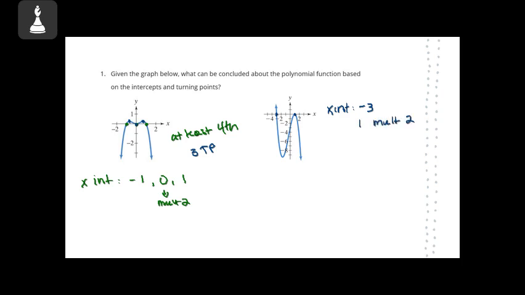So if we have a single root and a double root, we probably have a third degree. And if we have third degree, we should have 2 turning points. So 1 here where it goes from down to up, and then 1 here where it goes from up to down, 2 turning points.